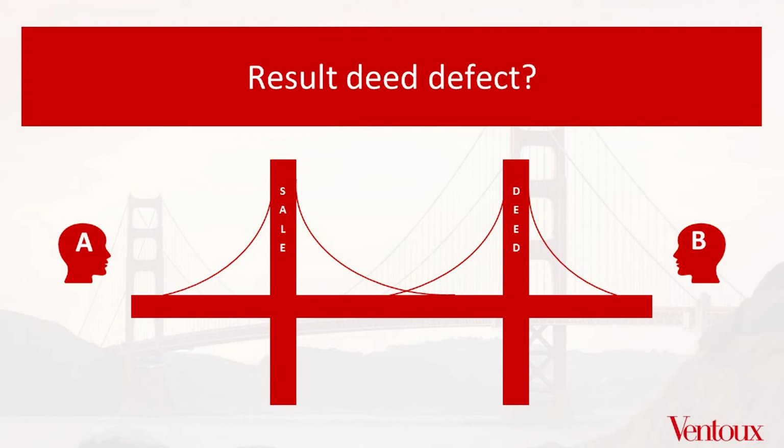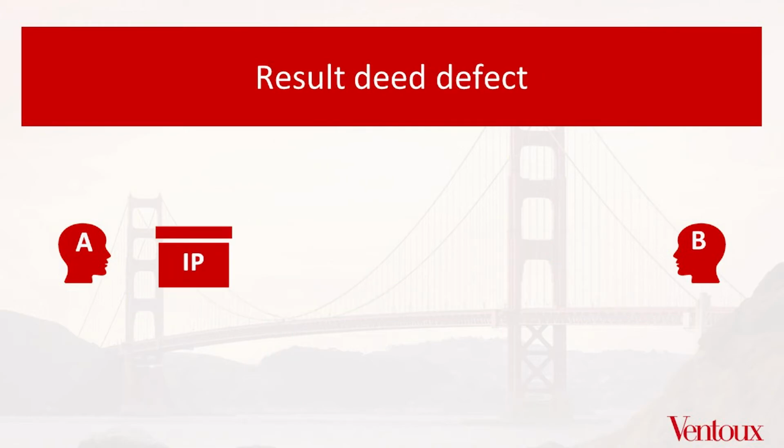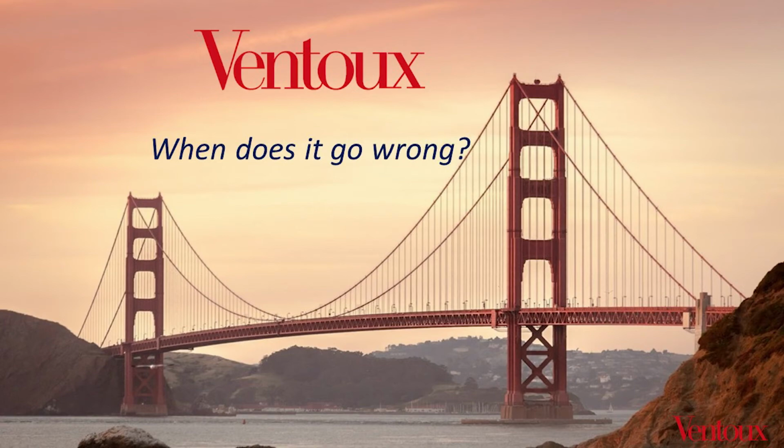What is the result of a deed defect? Also, in case of a deed defect, the transfer has not taken place. The seller has remained the owner even though the purchase price may have been paid and a sales contract may exist. The buyer is again left empty-handed, and if the purchase price was already paid, the buyer will have to see whether he or she will be repaid. When does it go wrong?